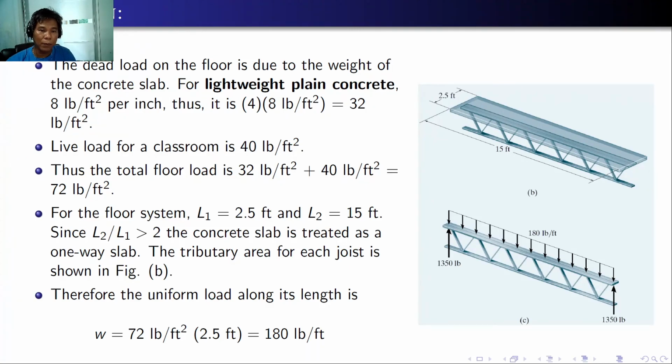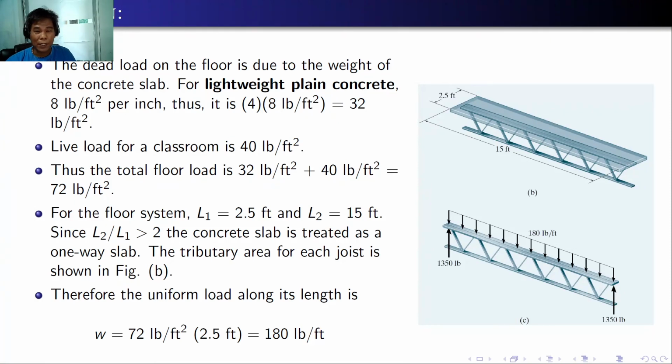The dead load on the floor is due to the weight of the concrete slab. Take note, for the lightweight plain concrete, it is 8 pounds per square foot per inch. And since we have a 4 inch thick slab, we just have to multiply it by 8. So 4 inches times 8 pounds per square foot per inch, that would become 32 pounds per square foot.